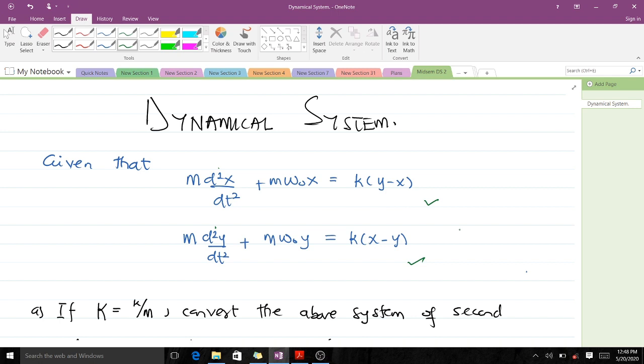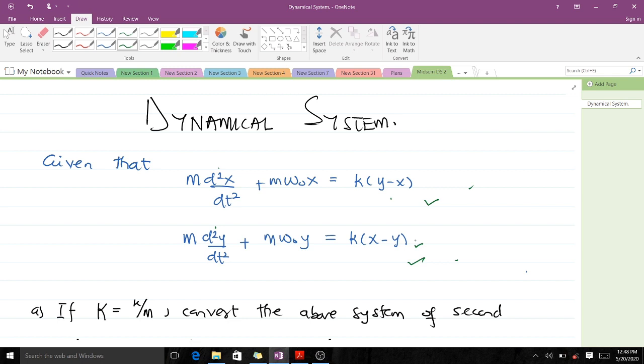It says that given this equation here and that equation here, we can see that this equation here is a second order ordinary differential equation, and that here is also a second order ordinary differential equation. So the two of them coming together gives us a system of second order ordinary differential equations.